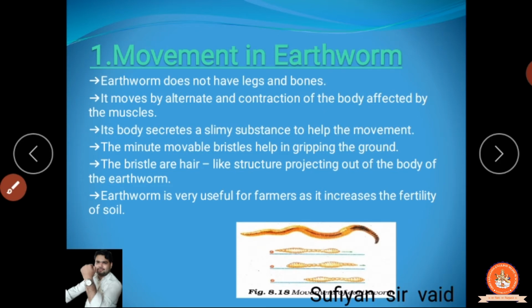Let's start. Movement in earthworm. Clear? This is our earthworm. You can observe it here. Now, earthworm does not have a leg and bone. That we know very well.